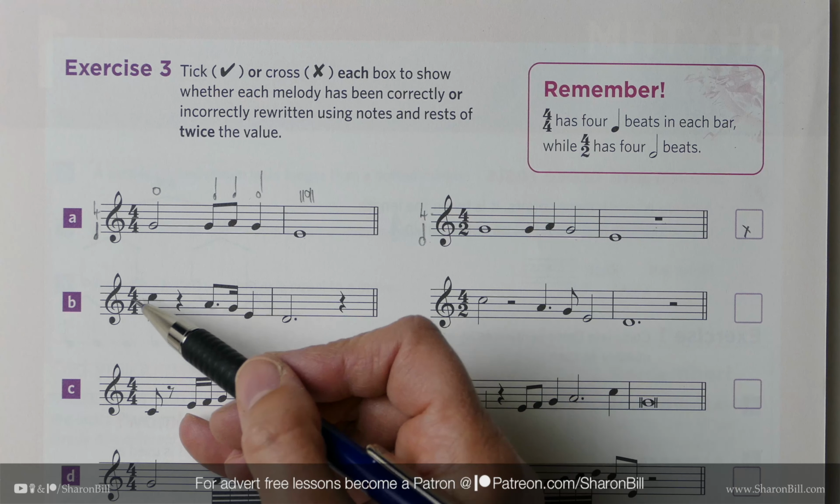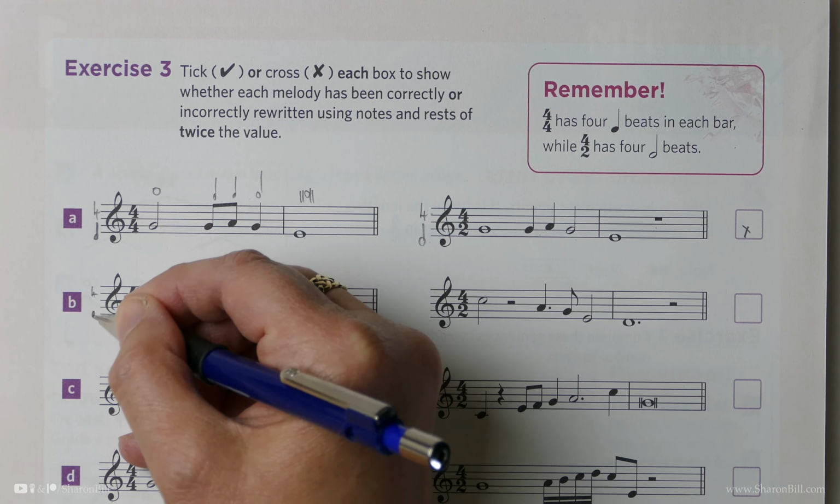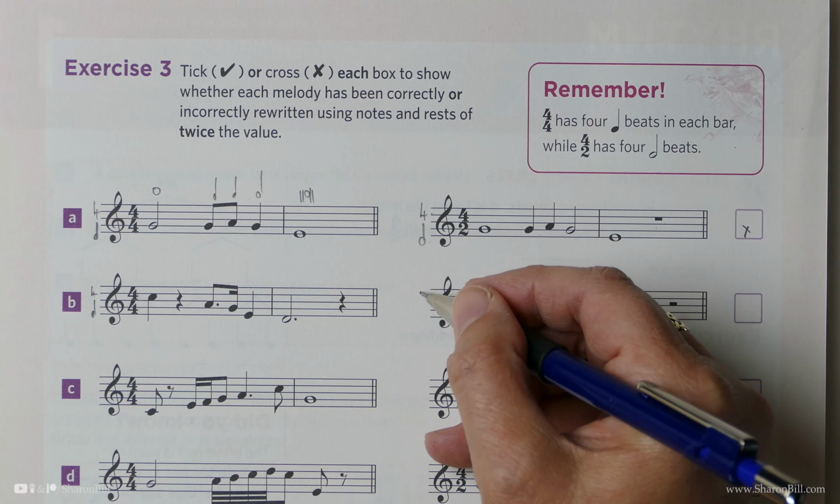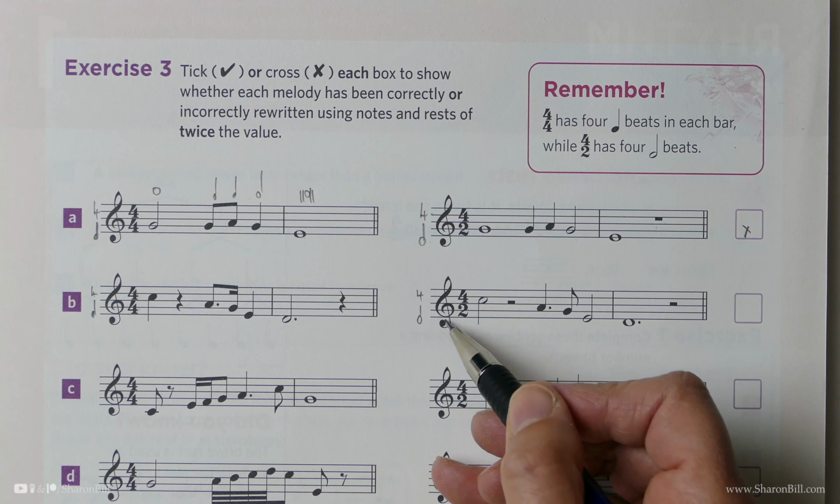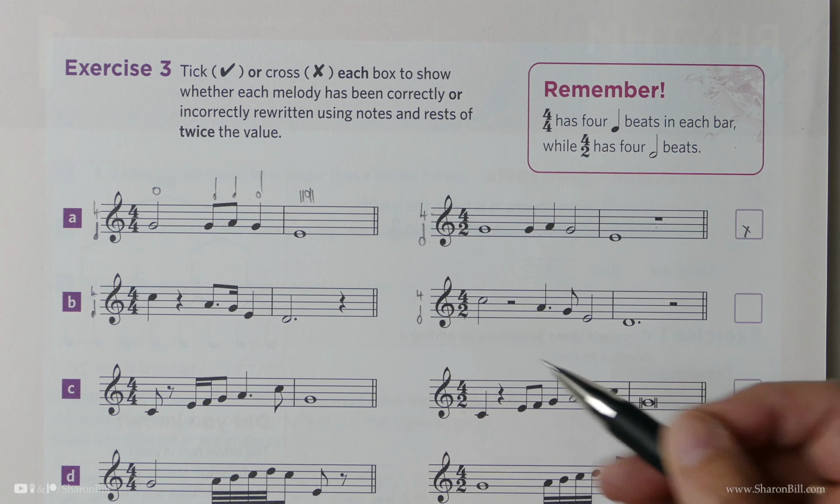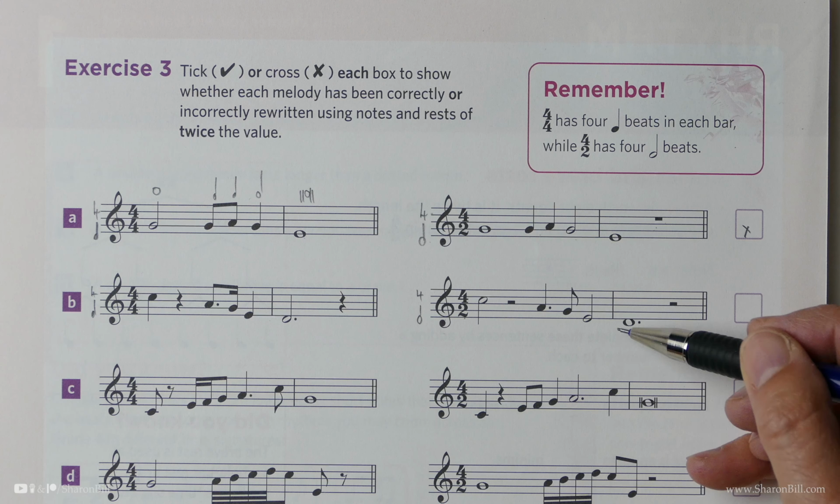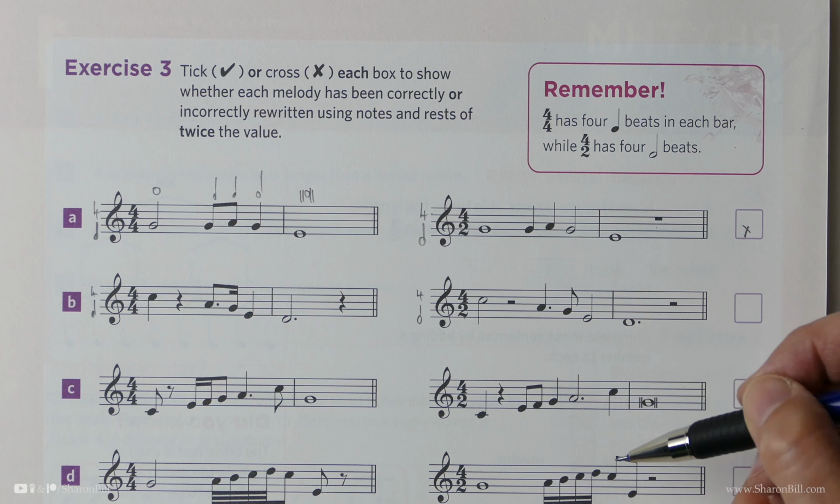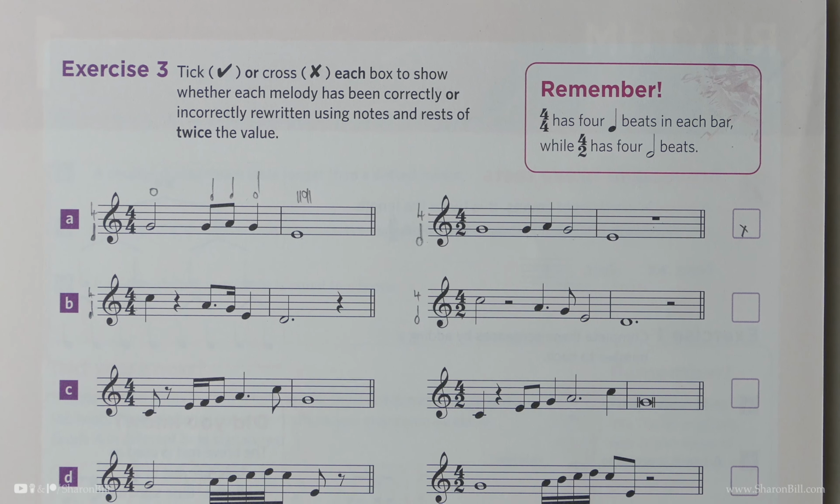Let's see what happens here. So again, we're in 4 crotchet beats, and here we need to change it to 4 minim beats. That's correct. The time signature is correct. So perhaps now press pause. You go ahead and see if the next few are correct now that you're more sure of what you're looking for. So let's check this through together.